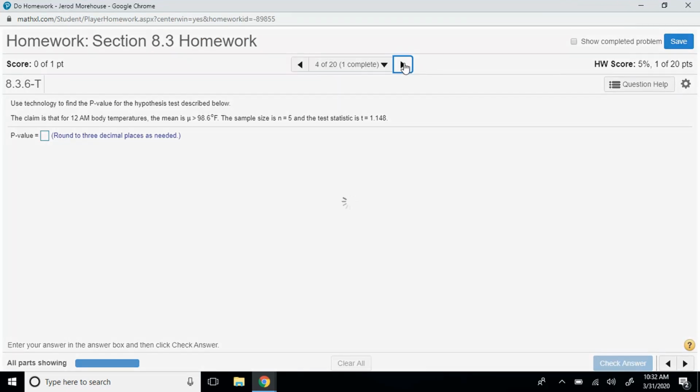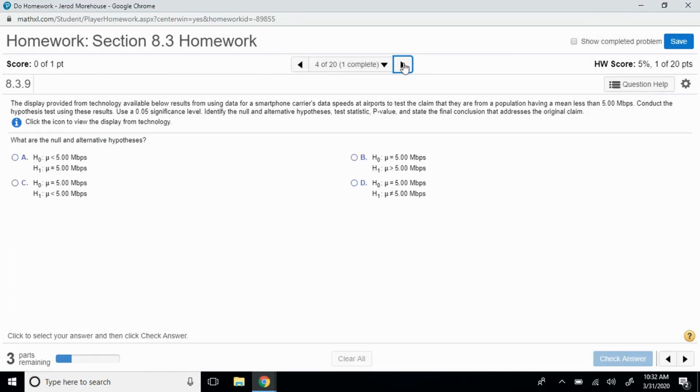Okay, let's jump ahead to problem number 4. Reading through this, it says the display provided from technology available below results from using data for a smartphone's carrier data speed at airports to test the claim that they are from a population having a mean less than 5 megabytes per second. Conduct the hypothesis test using these results. Using a 0.05 significance level, identify the null and alternative hypotheses, test statistic, p-value, and state the final conclusion that addresses the original claim.